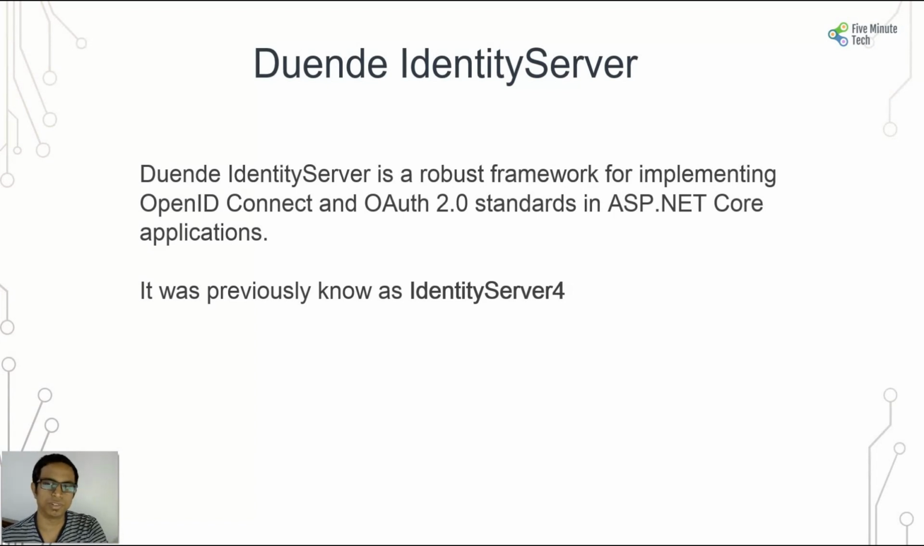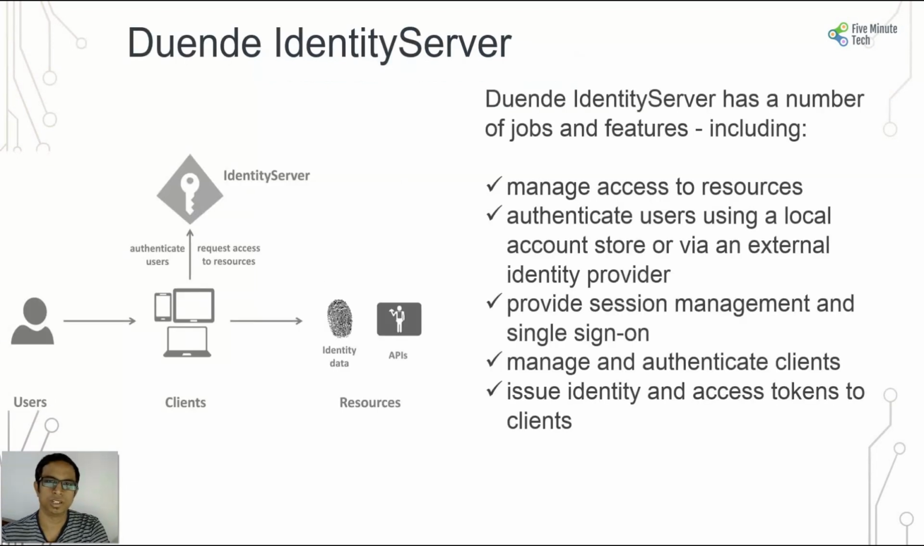It is a robust framework for implementing OpenID Connect and OAuth 2.0 standard in ASP.NET Core applications. And as I mentioned, it was previously known as Identity Server 4. Now Duende Identity Server has multiple jobs and features which we will be implementing in our application. First is managing access to the resources, authenticating users using a local account store or via an external identity provider. In our case, we'll be using a local account store, and provide session management and single sign-on, manage and authenticate clients, and issue identity and access tokens to the client.